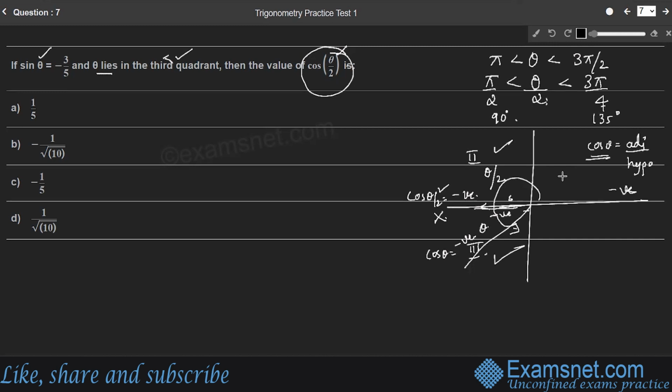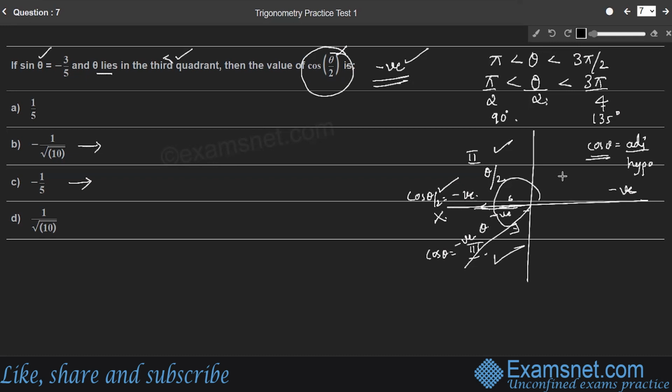Therefore, since theta by 2 lies in the second quadrant, cos theta by 2 value is negative, right? So keeping this in our mind, look at the options here. So in option B and C, we have negative values. Therefore, cos theta by 2 is either option B or option C, right? How to find cos theta by 2? So we should know the value of cos theta.